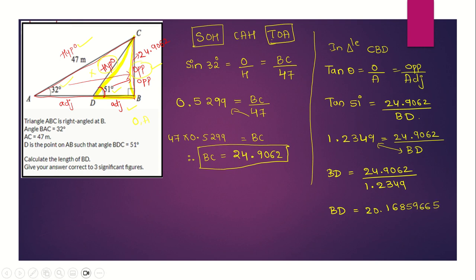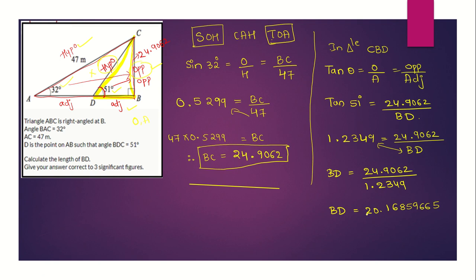859.665. This is the digit I get in the calculator. So this is the value of BD now. What is asked? Calculate the length of BD. Give your answer correct to three significant figures. So in this, the answer that we get, what is the third significant figure?